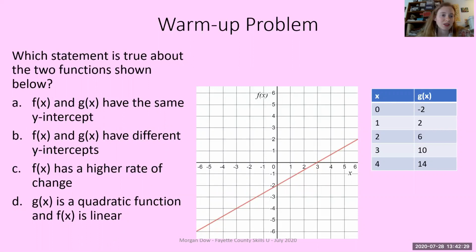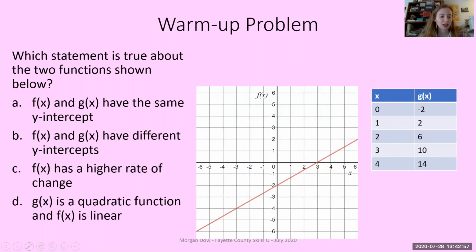So it says, which statement is true about the two functions shown below? So we've got these two functions. One of them is shown on a graph. This function is called f of x, and I know that because we've got the name right up here, f of x. And then the second function is shown in table form, and this function is called g of x, and I know that because my output here is called g of x. So we've got f of x as a graph and g of x as a table.